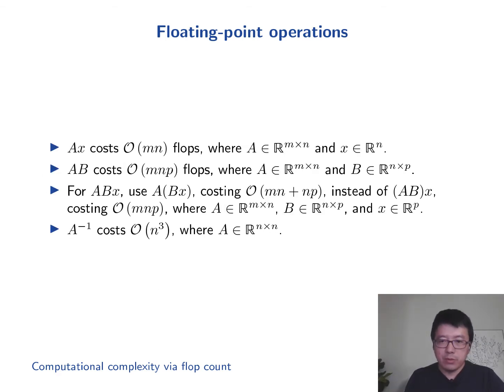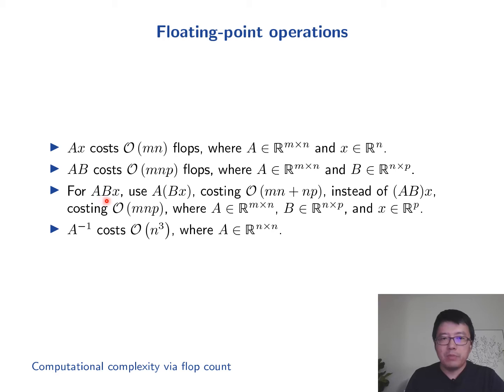Here are some examples of numerical linear algebra operations. Multiplying an n by n matrix to an n vector costs O(n²) flops. Multiplying two matrices, where the first one has m rows and n columns, and the second one has n rows and p columns, costs O(mnp) flops.